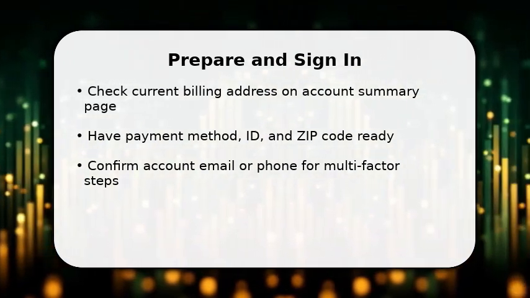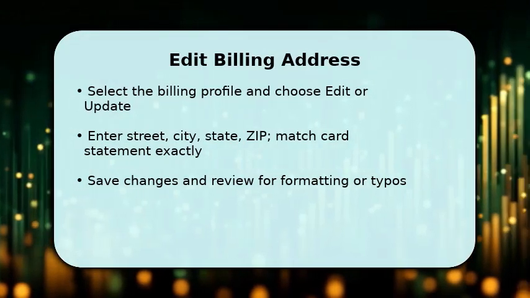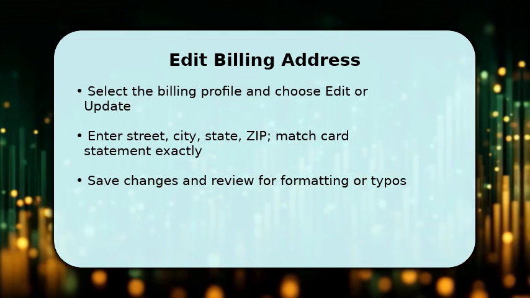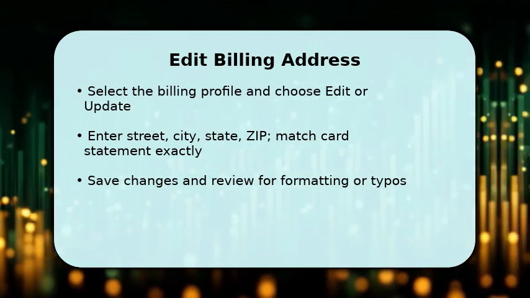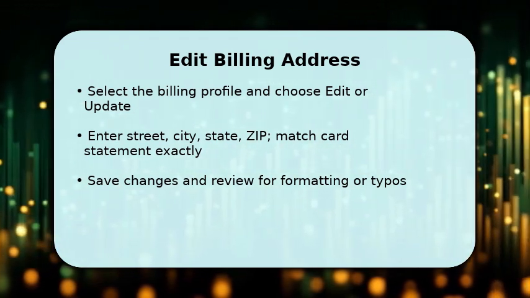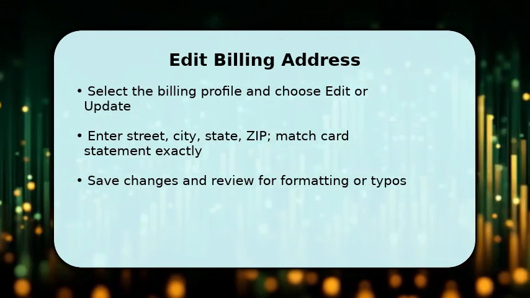You'll now locate the specific billing profile or card entry and click Edit. Enter the new street, apartment, city, state, and ZIP exactly as they appear on your card statement because mismatches can trigger declines. Once fields are filled, check formatting. Abbreviations, punctuation, and suite numbers matter, and then click Save or Update.